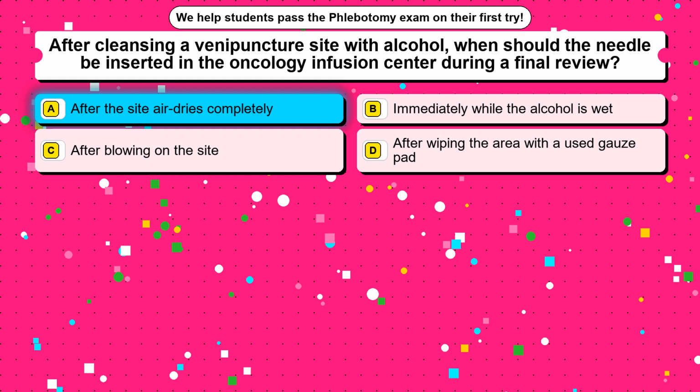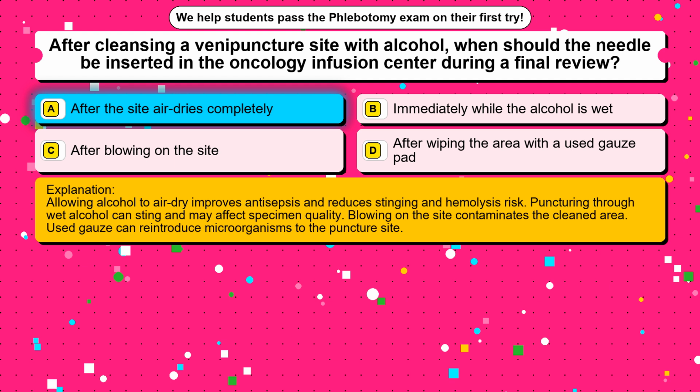The correct answer is option A, after the site air dries completely. Allowing alcohol to air dry improves antisepsis and reduces stinging and hemolysis risk. Puncturing through wet alcohol can sting and may affect specimen quality. Blowing on the site contaminates the cleaned area. Used gauze can reintroduce microorganisms to the puncture site.